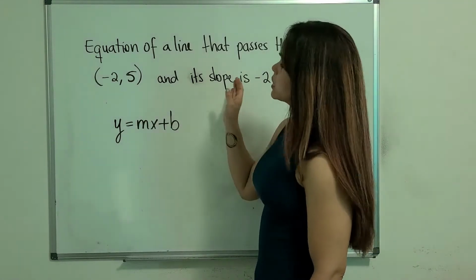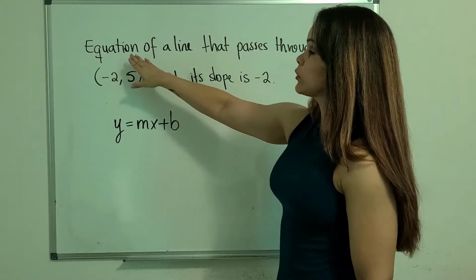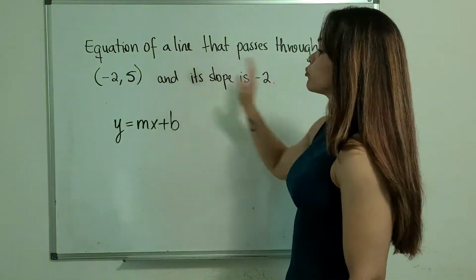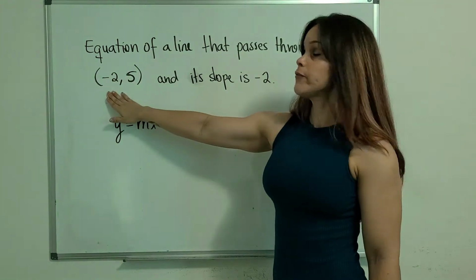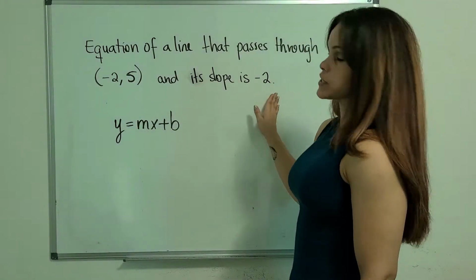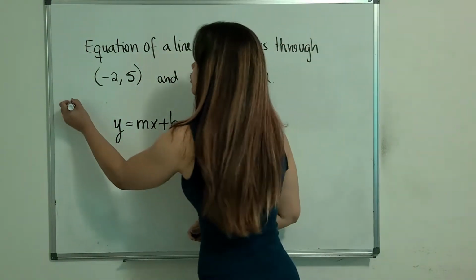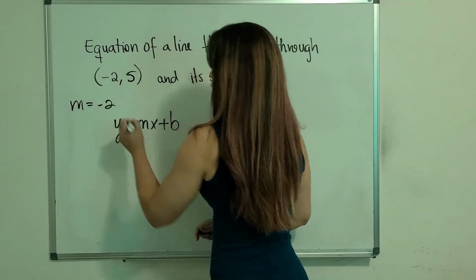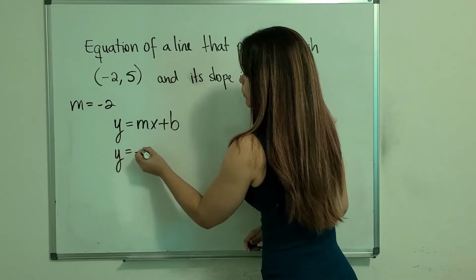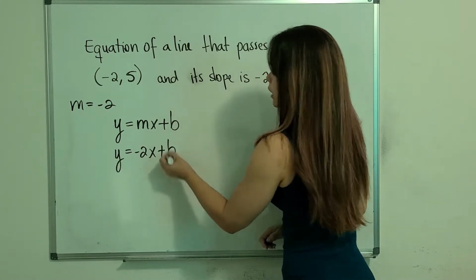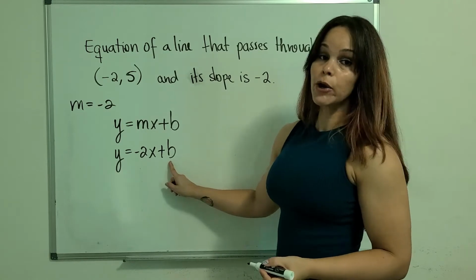As you can see here, we have the information that we want to write the equation of a line that passes through the point (-2, 5). So we're given that, and its slope is -2. Observe that we're already given the slope, so we already know what m is. So we can go ahead and replace m here. So we are left with finding b. So how do we do that?